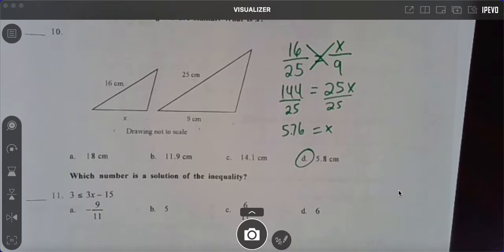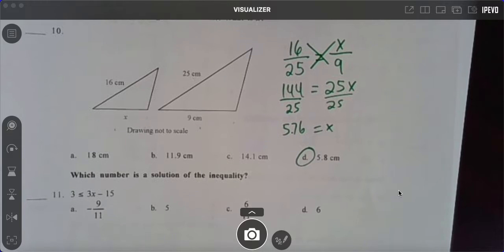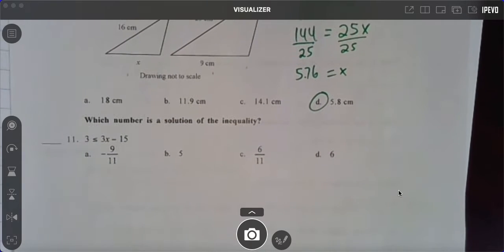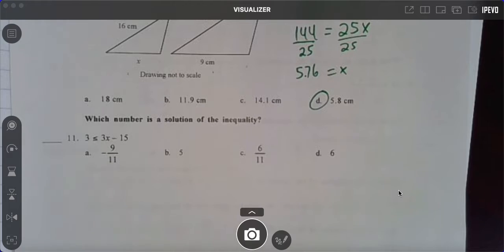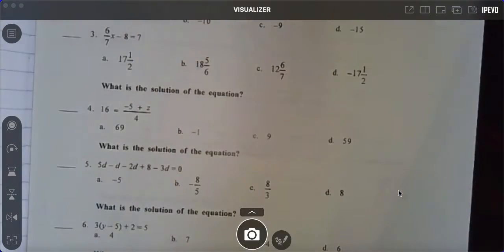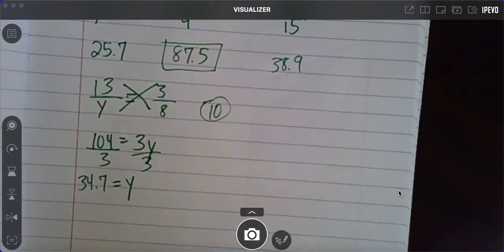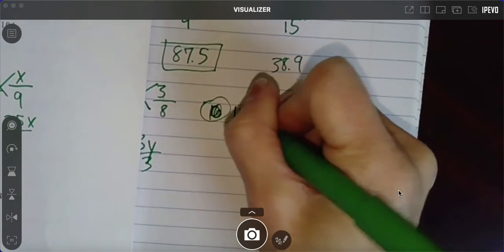All right, any questions? Anybody still writing? Are we good? Questions? I can go back. Okay. All right, next one then, number 11. Scratch that out and let's do number 11 here.